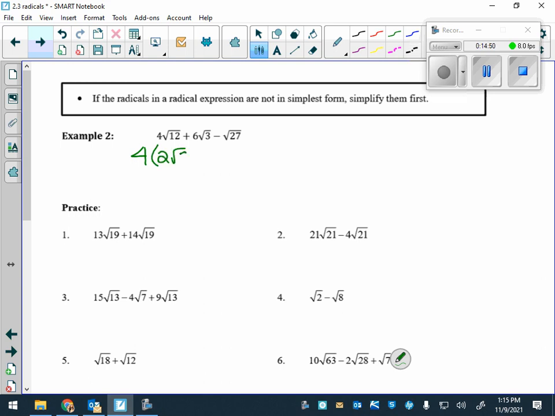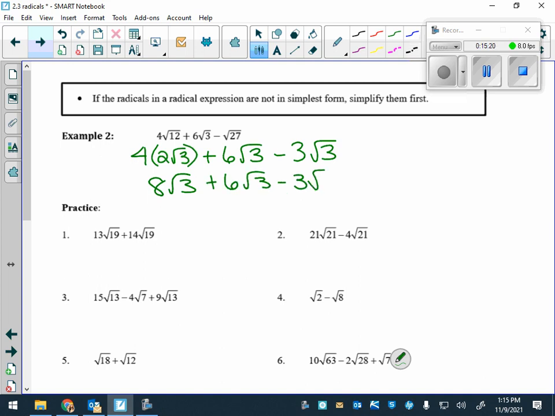So we have 2 root 3 for the square root of 12. We'll combine in 1 second. 6 root 3 I can't do anything with, so that stays as is. How can I simplify the square root of 27? Okay, then what do you get? 3 root 3. So these two, 6 root 3 and 3 root 3, are simplified. I just have to multiply 4 and 2.